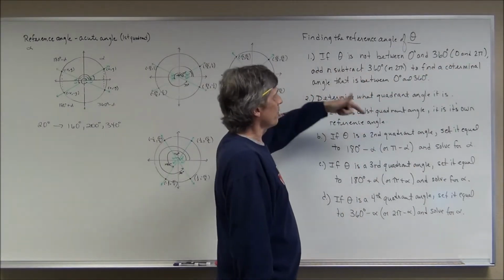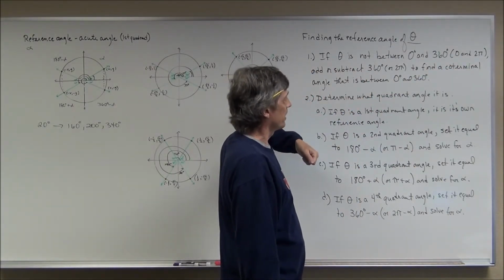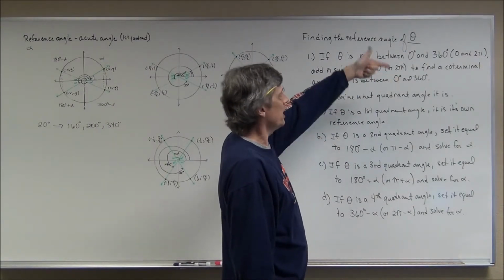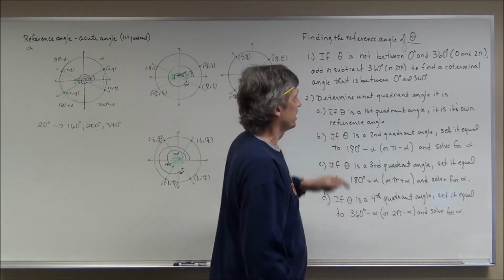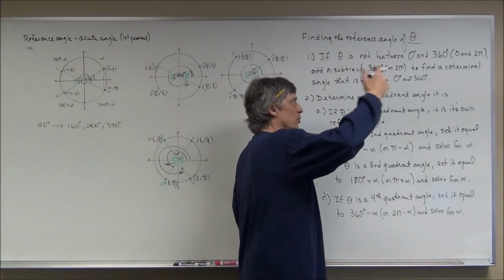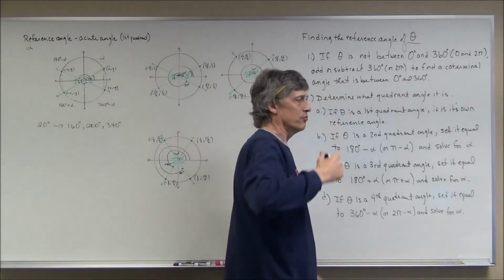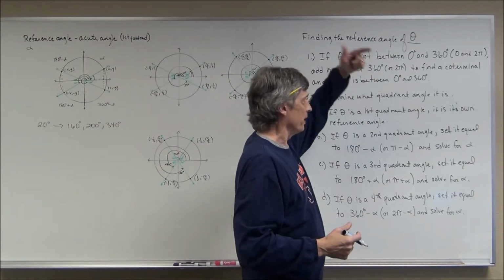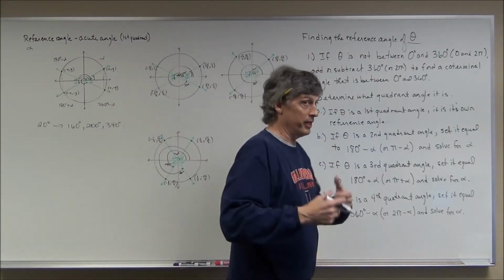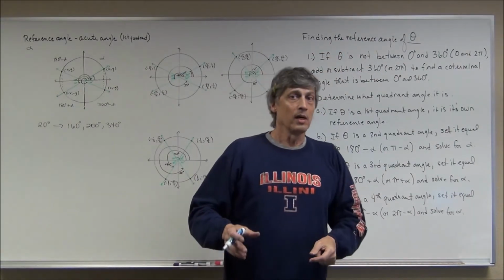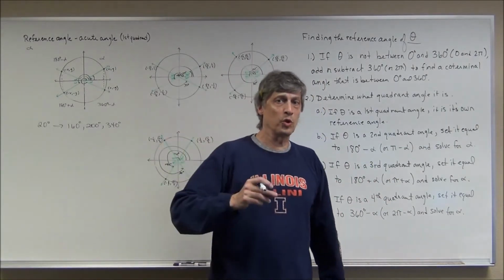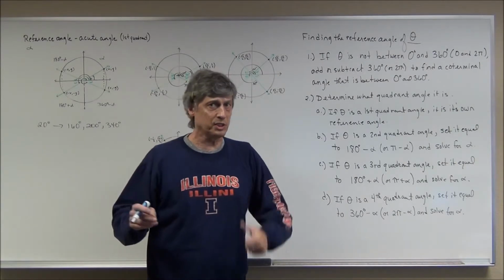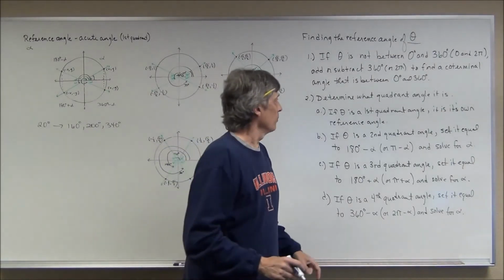If it's negative, I'm going to add 360 until it becomes positive. If it's bigger than 360, I'm going to subtract 360 until it's between 0 and 360. The idea being that by adding or subtracting 360 or 2 pi, depending on whether it's radians, I'm going to get a different size angle, but I'm going to get a coterminal angle. And the coterminal angle is going to have the same reference angle as the original.